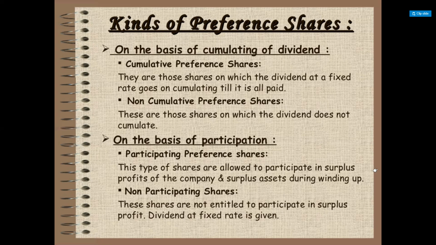Non-participating preference shares are not entitled or eligible to participate in surplus profit. So they receive dividend only at the fixed rate which is given. Hope you have understood the kinds of preference shares in two categories: one on the basis of accumulating of dividend, the next on the basis of participation.